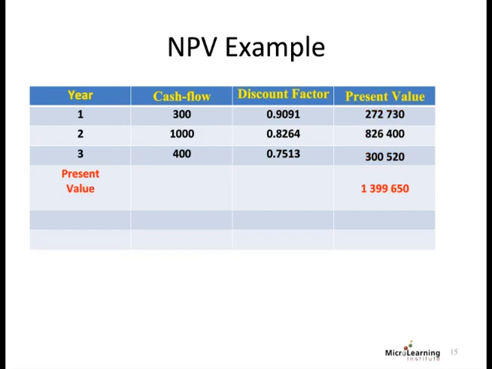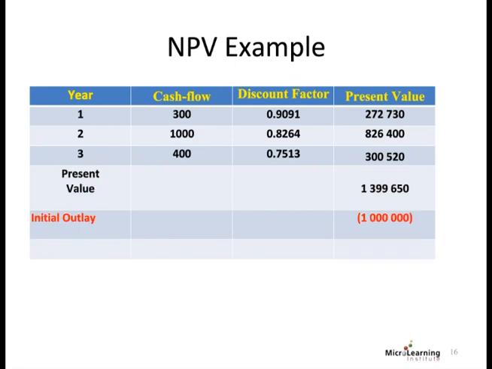The overall present value of the project is calculated by adding the present values of all the future cash flows. We then compare the present value of the future cash flows with the initial outlay of $1 million to arrive at the net present value of the project. As the net present value of the project is positive, we can say that the project adds to shareholder value. Thus, from a financial perspective, the project should proceed.